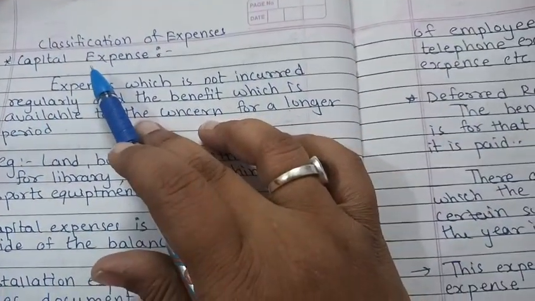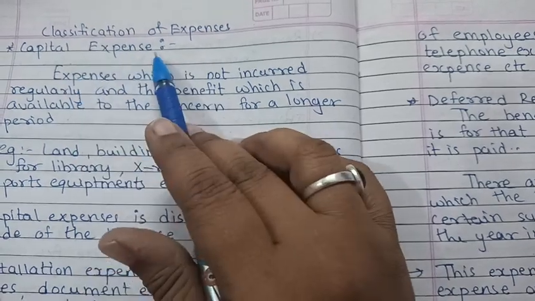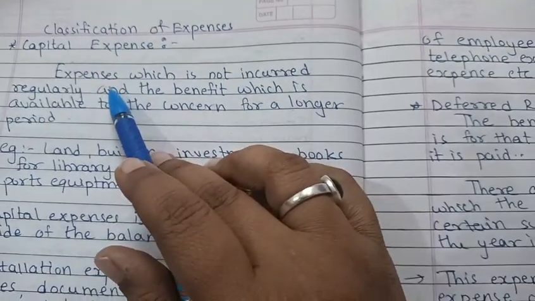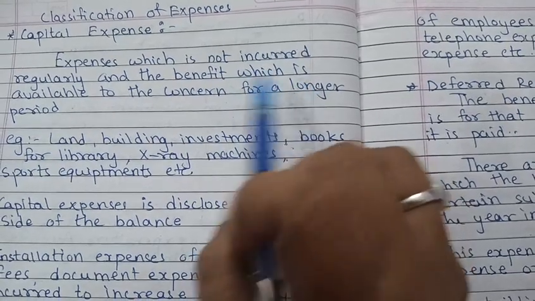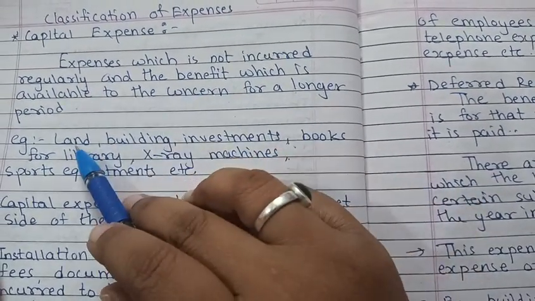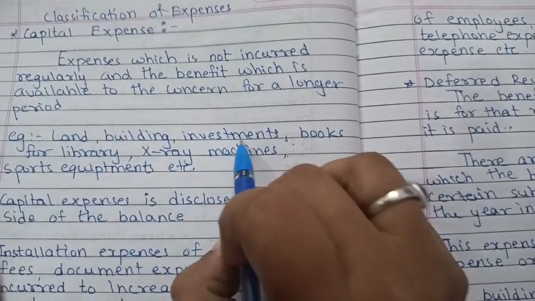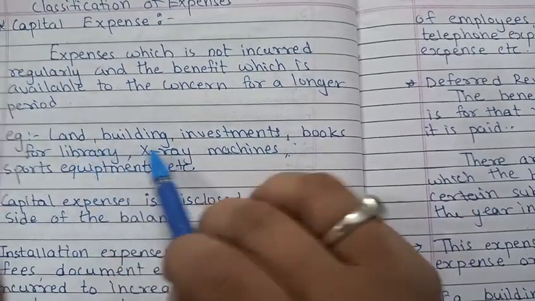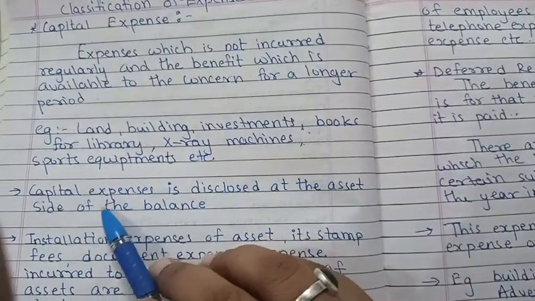Today we will see classification of expense of non-trading concern. Capital expenses: expenses which are not incurred regularly, and the benefit of which is available to the concern for a longer period. Examples: land, building, investments, books for library, X-ray machines, sports equipment, etc.